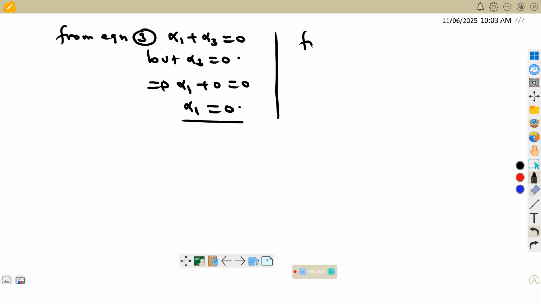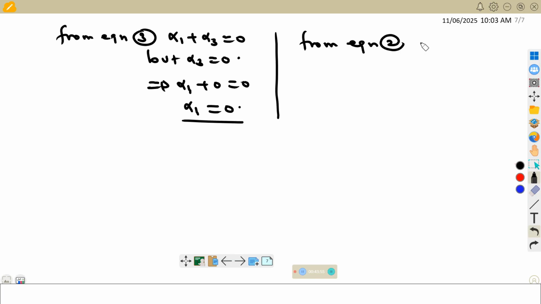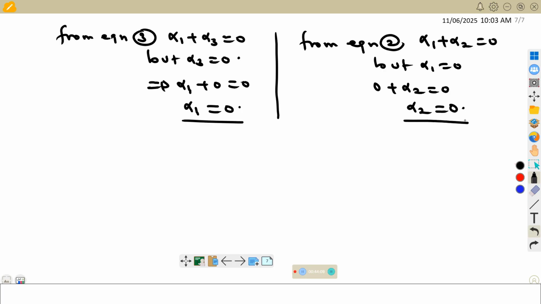Next, let us look at equation 2. From equation 2, I think we can get alpha 2. It is saying alpha 1 plus alpha 2 is equal to 0, but alpha 1 is 0, so it means 0 plus alpha 2 is equal to 0. So alpha 2 is also equal to 0. So what do we have? This implies that alpha 1 is equal to 0, alpha 2 is equal to 0, and alpha 3 is equal to 0. So the only solution to this system here is a 0 solution.